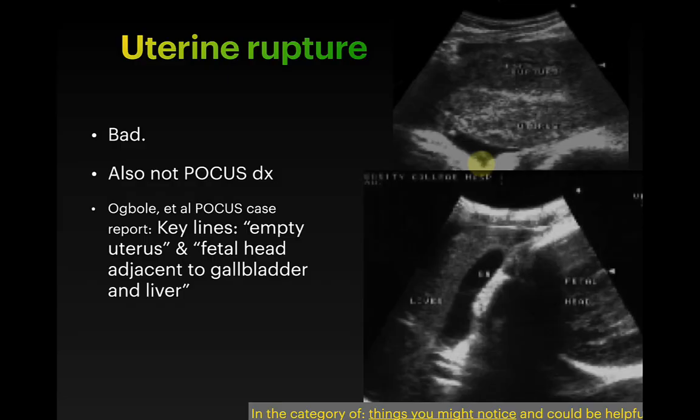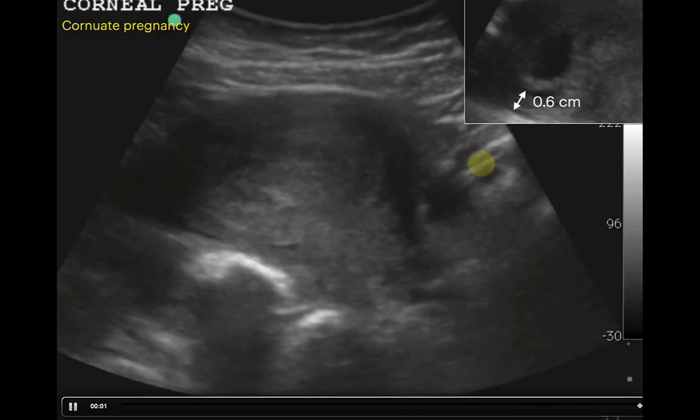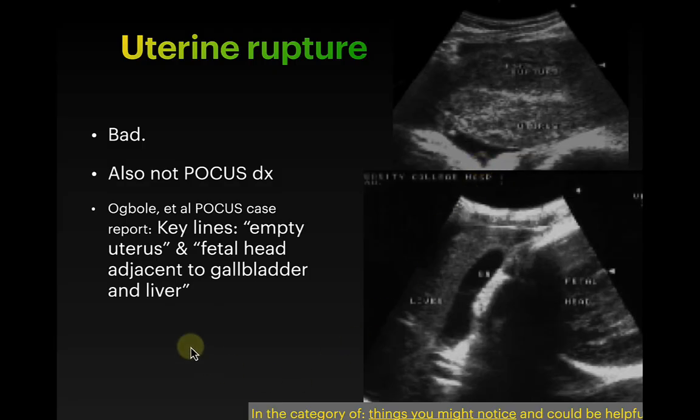This is in the list of things that you need to notice, and then send them on to radiology to have them take another look at. All right, uterine rupture is bad. This is the painful pregnancy emergency, versus the vaginal bleeding for placental abruption, which is usually painless. It's also not a point of care diagnosis, but it's useful to know what you might see.